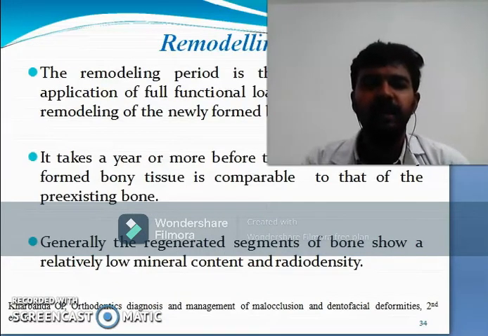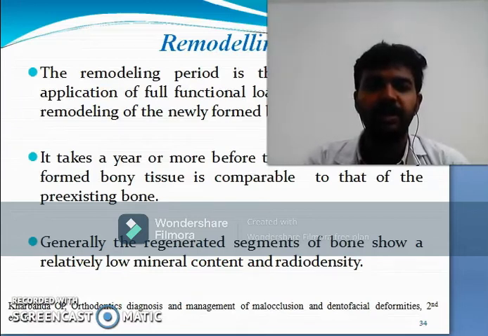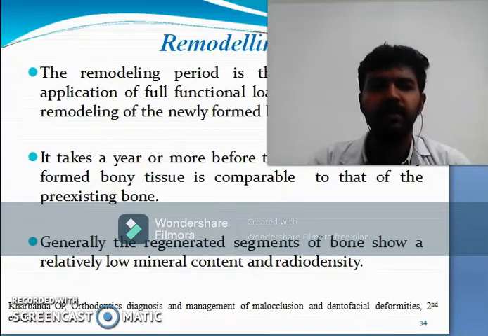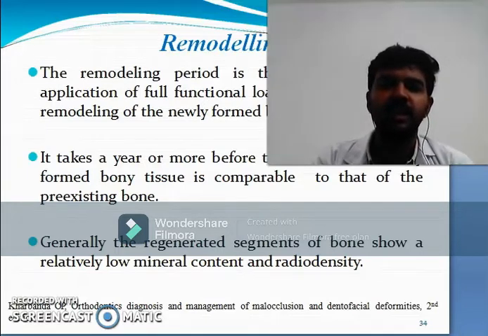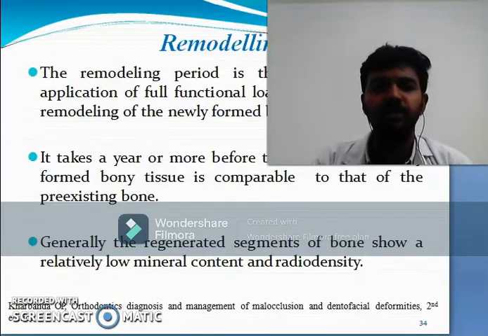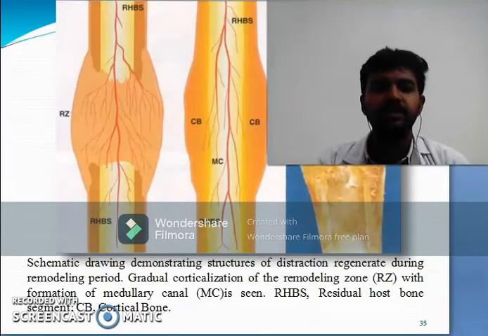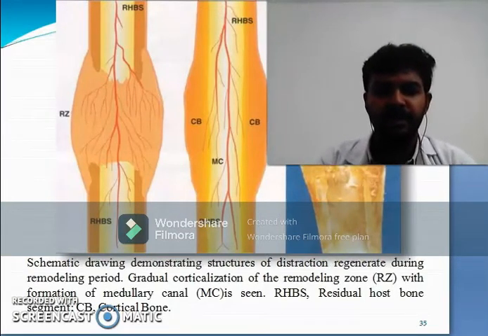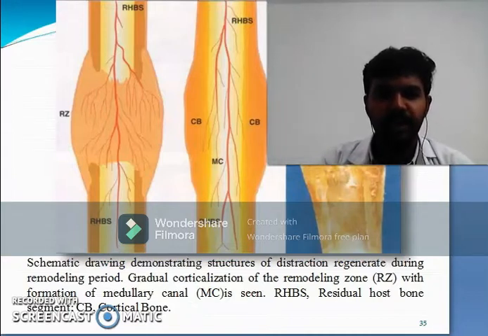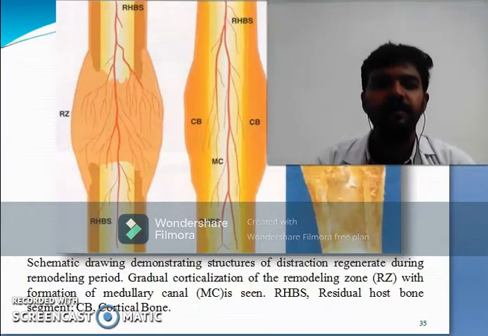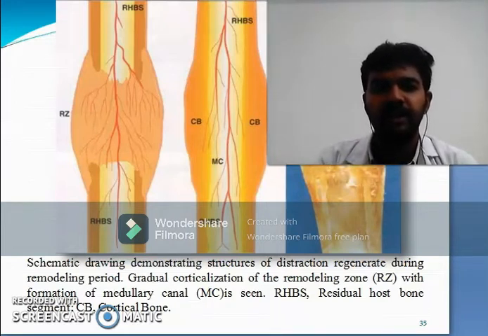Remodeling. The remodeling period is the period from the application of fully functional loading to the complete remodeling of newly formed bone. It takes a year or more before the structure of newly formed tissue is comparable to that of the pre-existing bone. Generally, the regenerated segments of bone show relatively low mineral content and radiographic density. This is a schematic diagram representing the structures of distraction regenerate during remodeling. Gradual colonization of the remodeling zone with the formation of the medullary canal, the residual host bone segment and cortical bone.